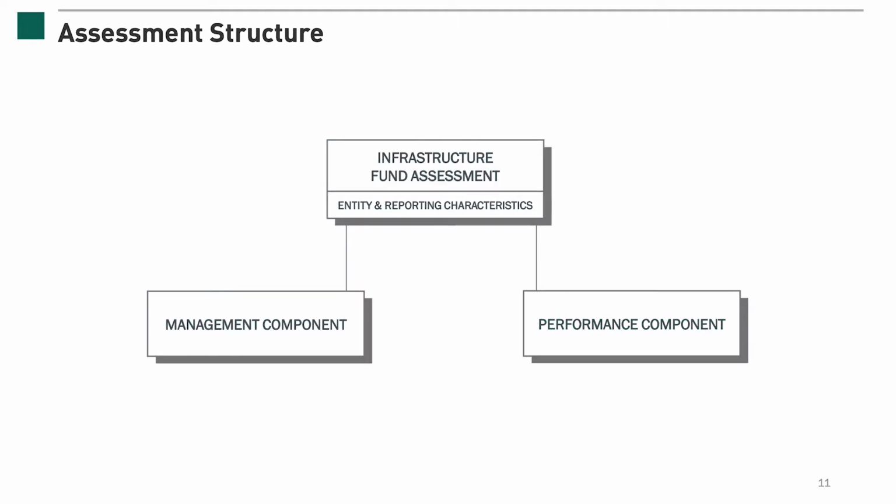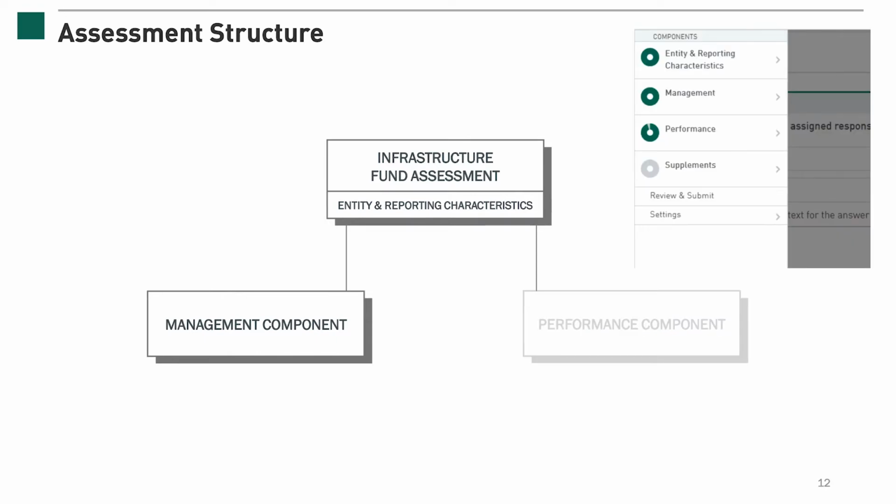Looking in a little more detail, there are some additional parts to the assessment. The entity and reporting characteristics identify the asset entity and describe its main characteristics and how it will report. These characteristics inform both the management and performance components. Each of these assessment components is shown in the menu at the top left corner in the portal, as shown here.